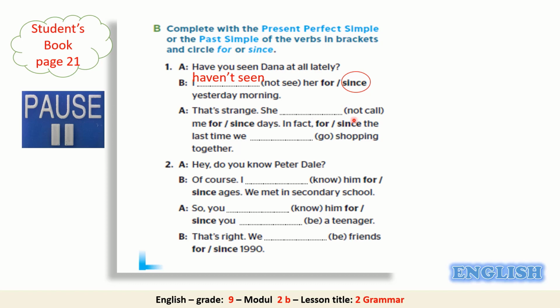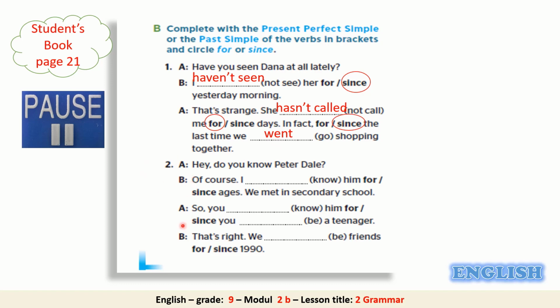Let's move on. What about not call? Very good. It's hasn't called. She hasn't called. For or since days, what do you think? Very good. It's for. Why? Because here we have a period of time, the number of days. In fact, for or since the last time, what do you think? Excellent. It's since, because here we have a point in time. What about go? Very good. It becomes went. Why? Because here we are talking about the last time, an action that happened in the past.